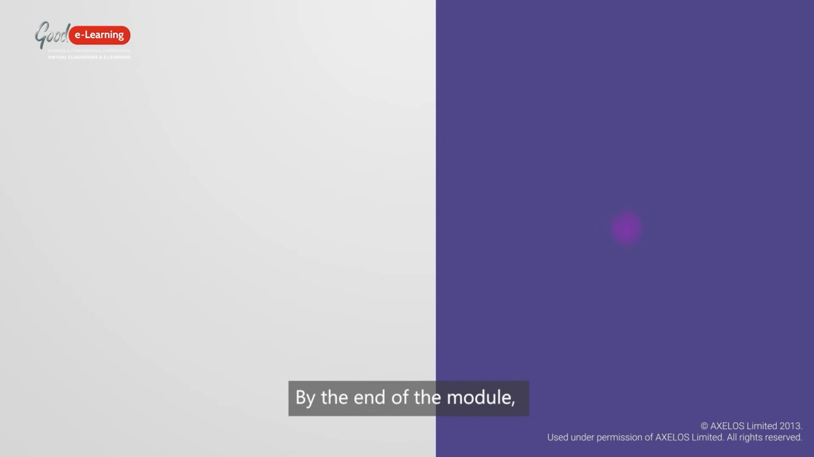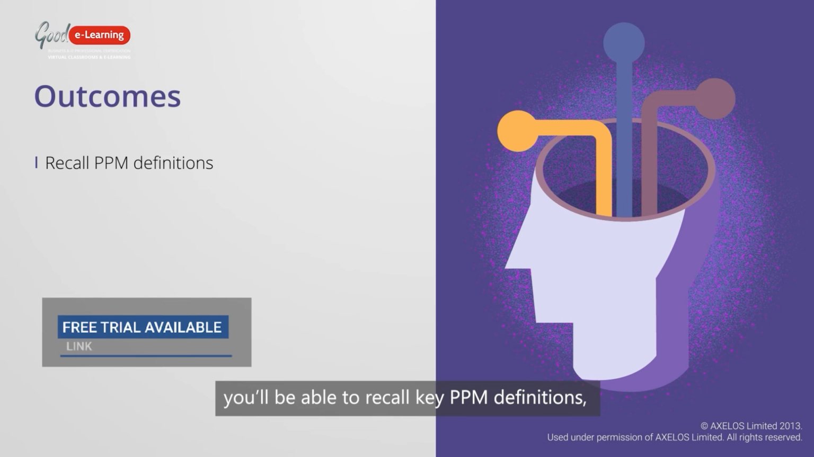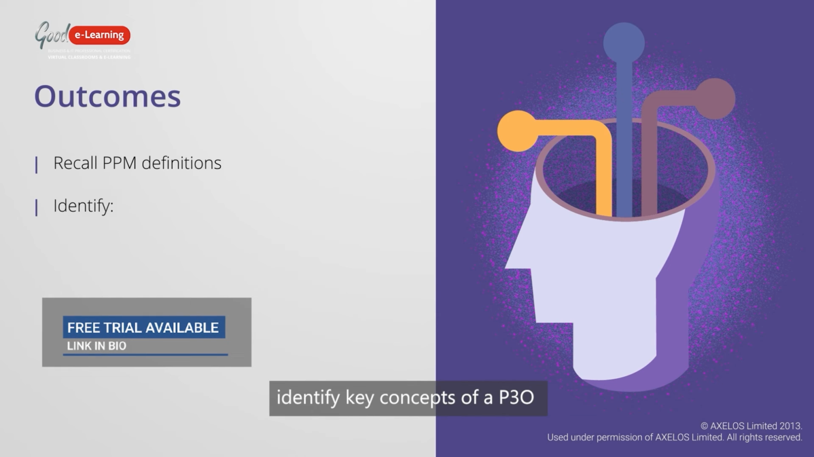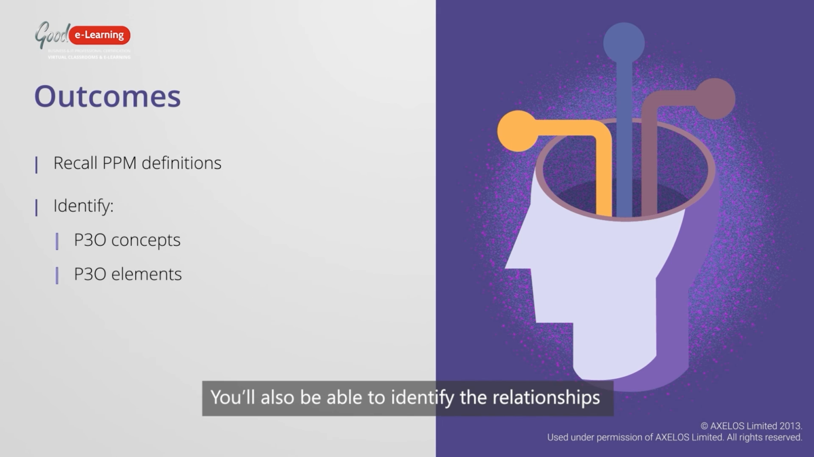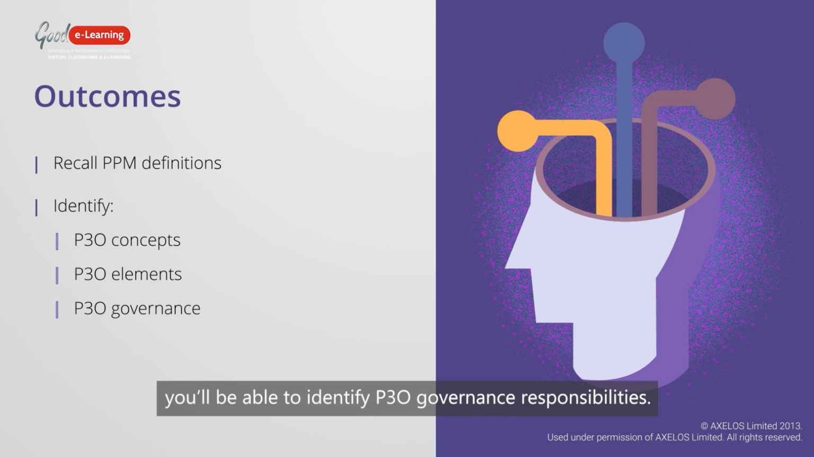By the end of the module, you'll be able to recall key PPM definitions, identify key concepts of a P3O and its organizational context. You'll also be able to identify the relationships between elements of a P3O model and each element's objectives. Finally, you'll be able to identify P3O governance responsibilities.